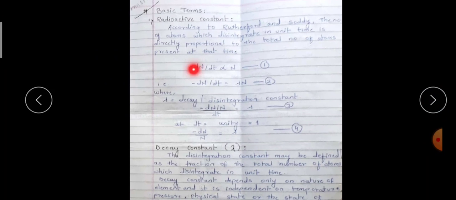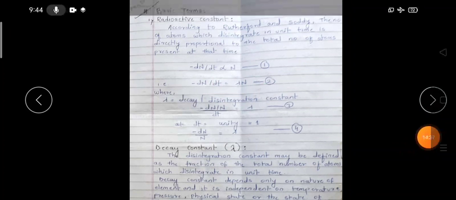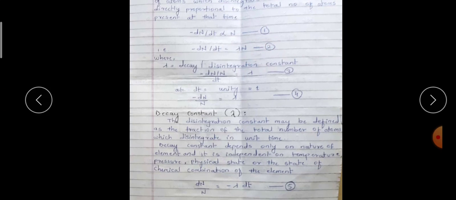Then we have seen one term, the radioactive constant. What is a radioactive constant? According to Rutherford's study, the number of atoms which disintegrate in unit time is directly proportional to the total number of atoms present at that time. You can see this particular thing here: minus dN by dt is directly proportional to N, that is, minus dN by dt is equal to lambda N. This lambda is nothing but the decay constant or disintegration constant. Therefore lambda is given by minus dN by dt is equal to lambda N.